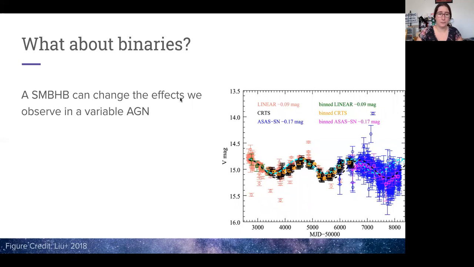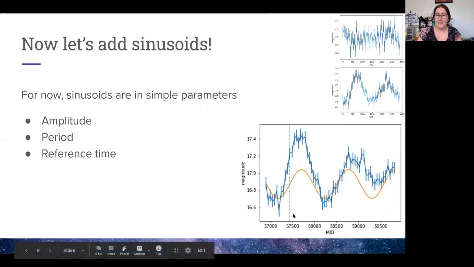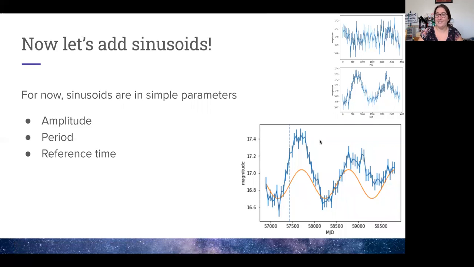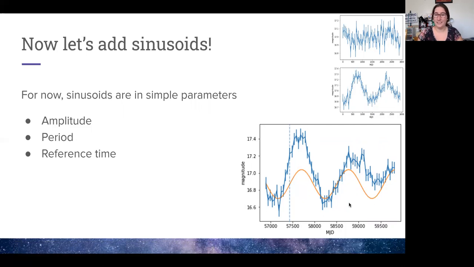And this is the kind of thing that we're going to be simulating and looking for in this work. As we're adding the sinusoids for this search, the ones we're adding right now are in simple parameters, just an amplitude, a period, and a reference time. But you can see an example here on the right where I've injected the plotted orange sinusoid into the noise that I showed before. And you can see that, again, it looks fairly similar, and it might be very easy to mistake this for noise, especially knowing what it looked like before and knowing that that was only noise.